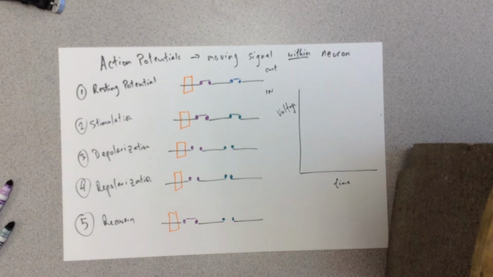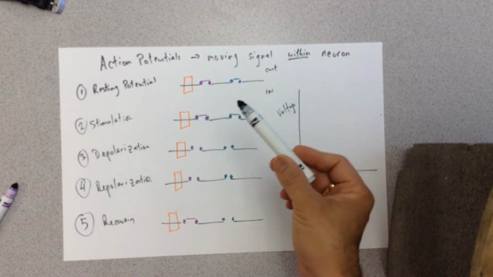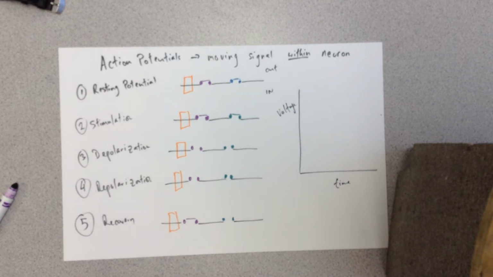So this video is explaining a process called action potentials, which looks at how we move electrical signals within a nerve cell, also called the neuron. So it's moving a signal within a neuron as opposed to other processes that let us move signals from one nerve cell to the next. So the first thing we need to talk about is something called resting potential.